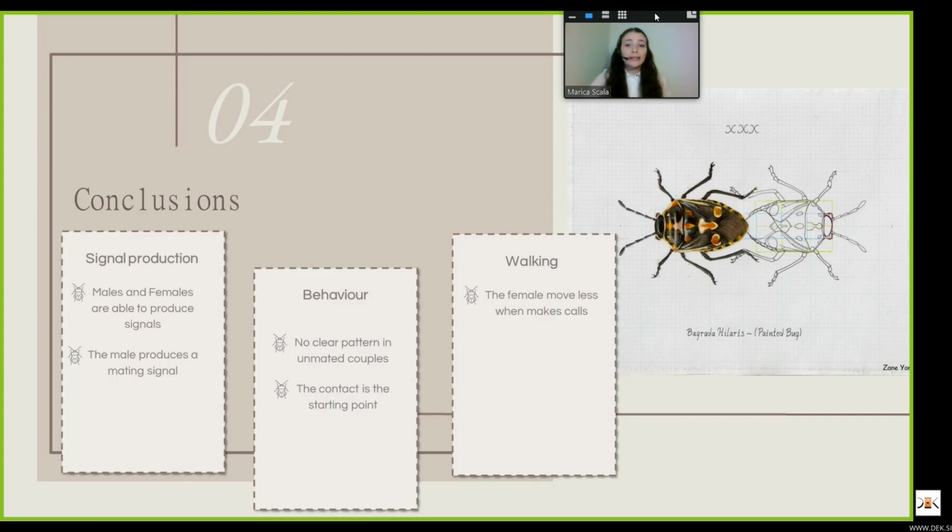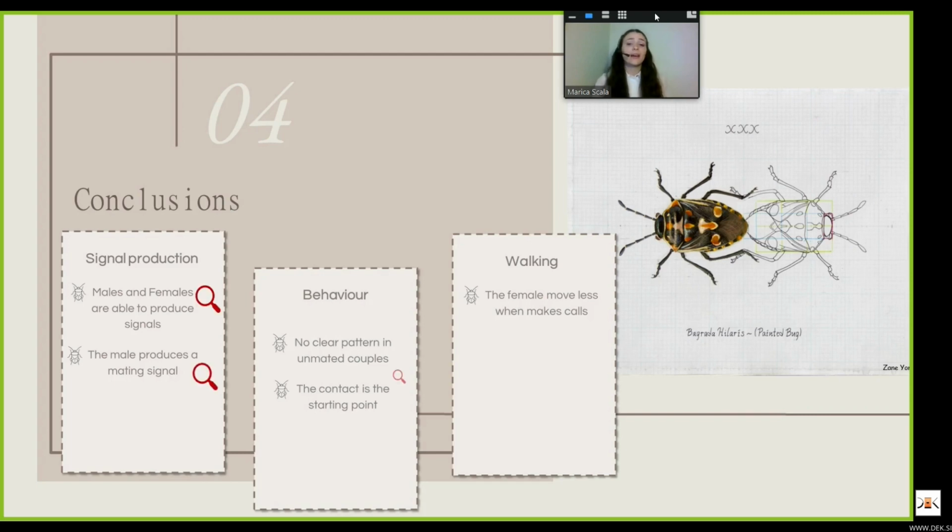The behavioral analysis, as we saw previously in the histograms, highlighted that there is no clear pattern in the couples that have not achieved the contact phase, while after the contact, there is a higher probability to reach the mating, but we still don't know the meaning behind the opening of wings without the emission of signal. For the walking behavior, we saw that the female tends to move less when the number of calls is higher, but we need to understand why.